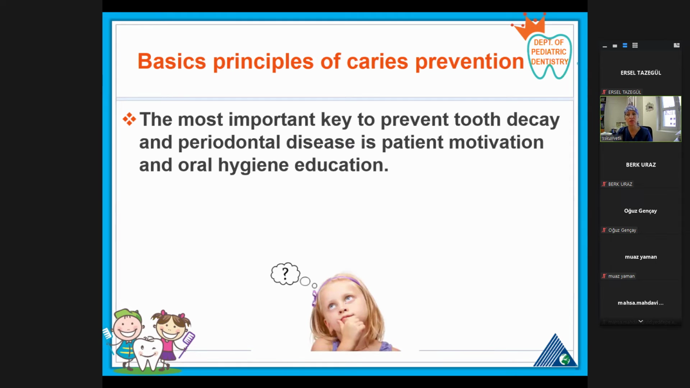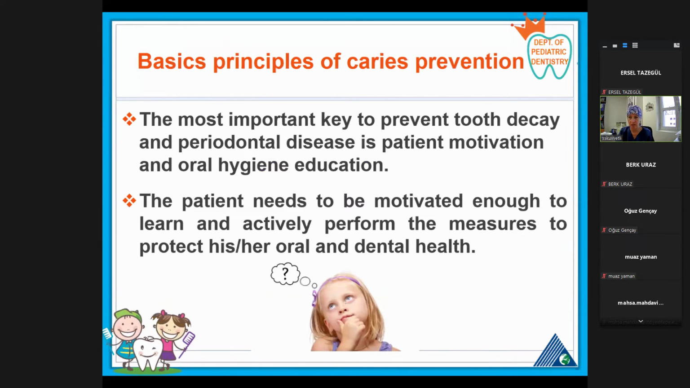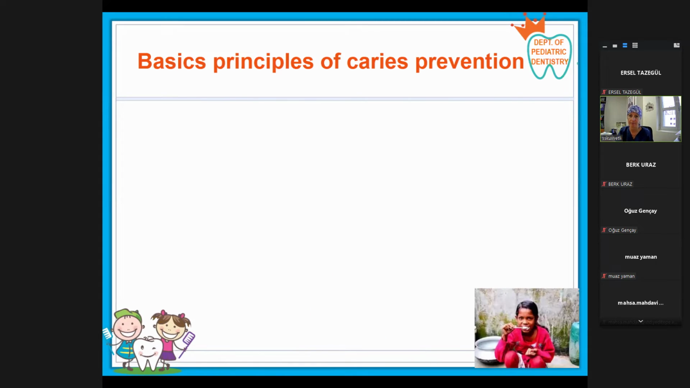The most important key to prevent tooth decay and periodontal disease is patient motivation and oral hygiene education. If we don't motivate the patient and we don't give any education, we shouldn't expect the patient to apply these methods or apply these measures at home. So we have an important role in the motivation and education of the patient. And the patient needs to be motivated enough to learn and actively perform the measures to protect his or her oral and dental health.